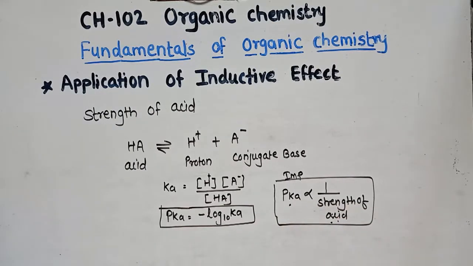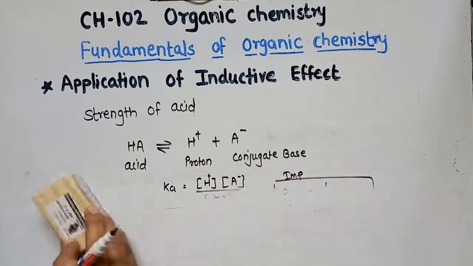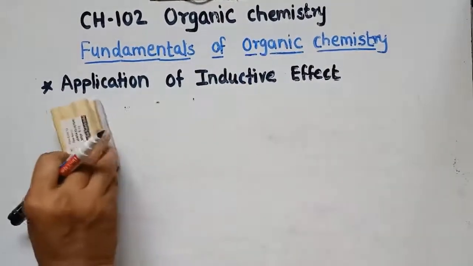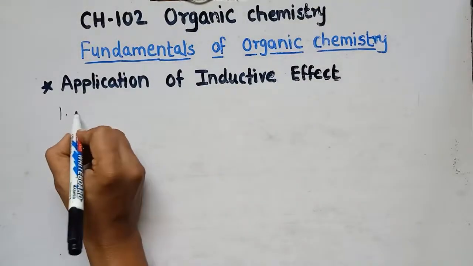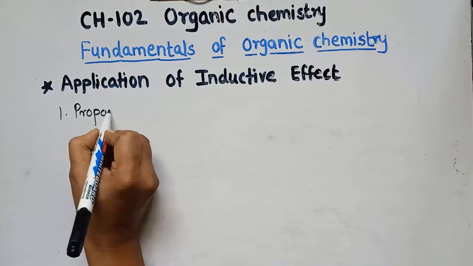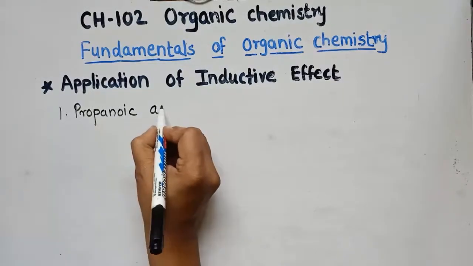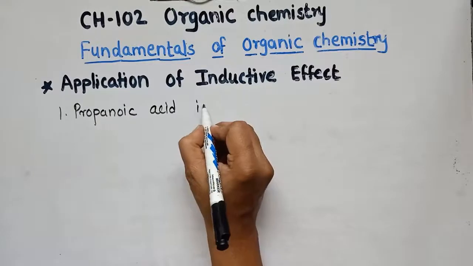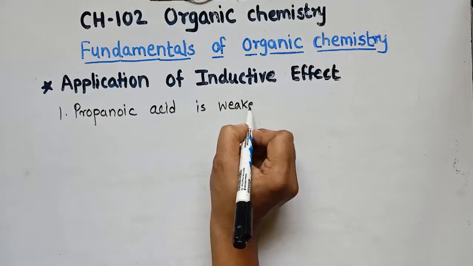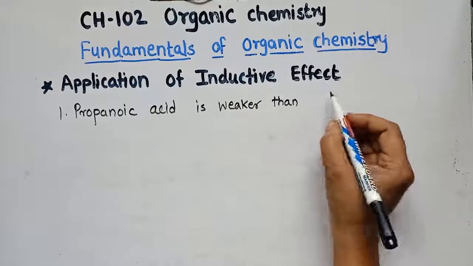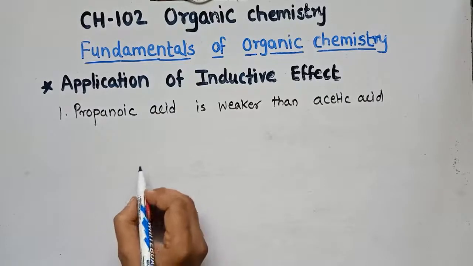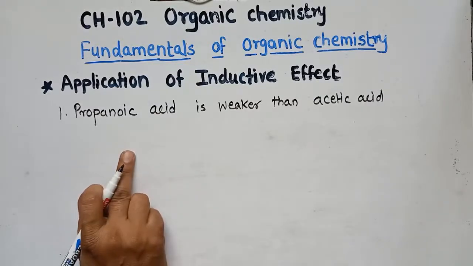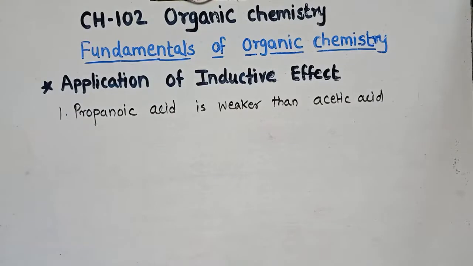Then we see one by one the application of this inductive effect. It is clear, strength of acid. So by using this part, we can see the application of inductive effect. The first application is: propanoic acid is weaker than acetic acid. Such questions are asked in the exam also. Why is propanoic acid weaker than acetic acid?